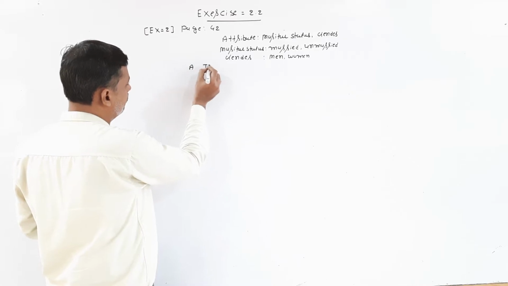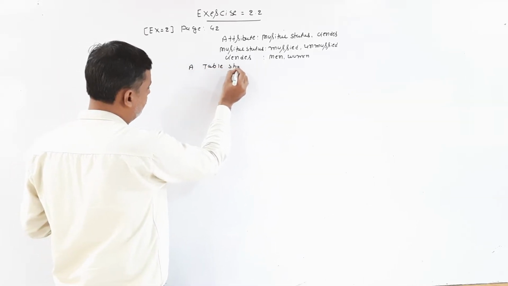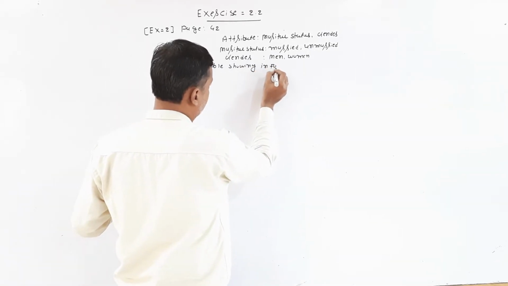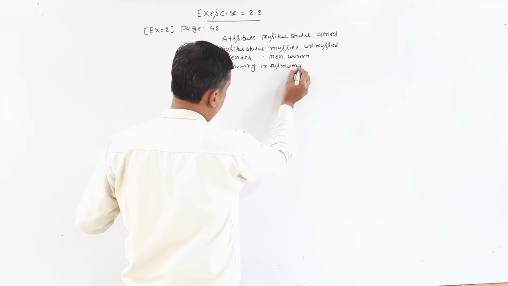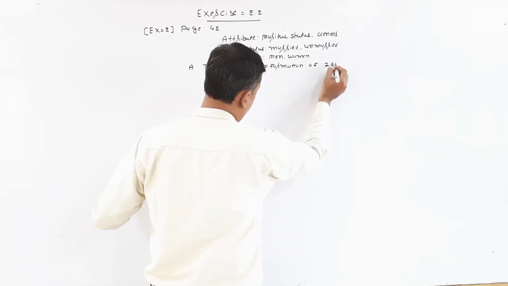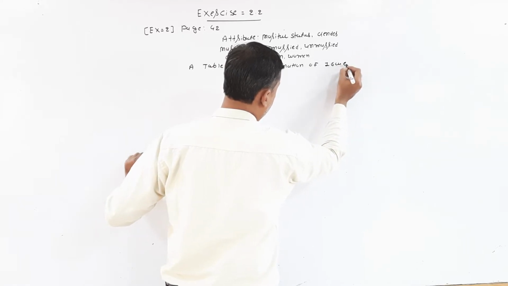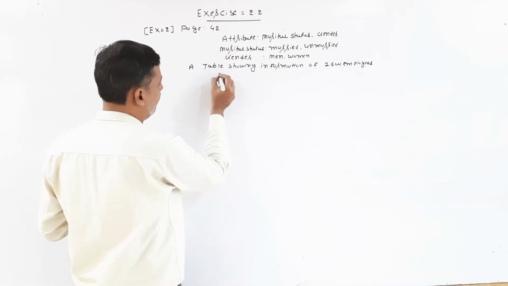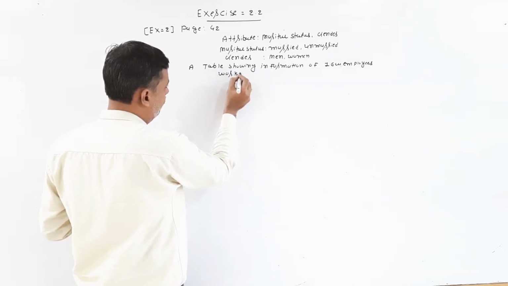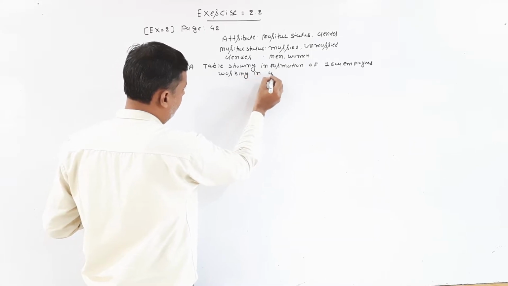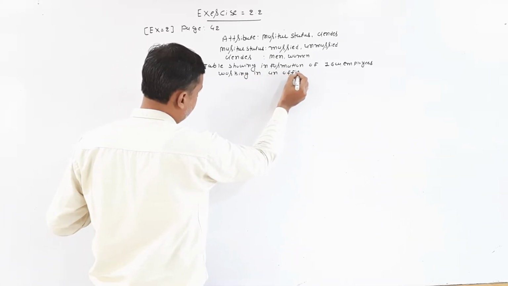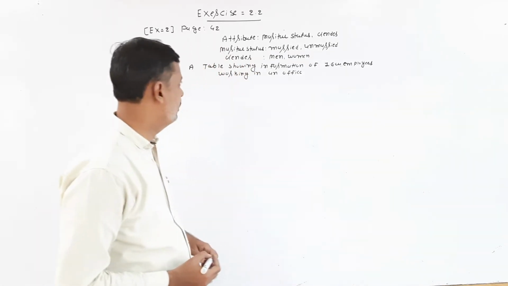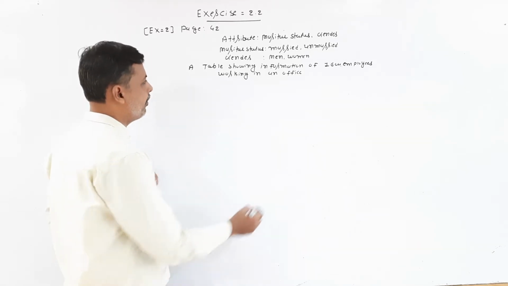A table showing information of 1600 employees working in an office. So, table showing information of 1600 employees working in an office.